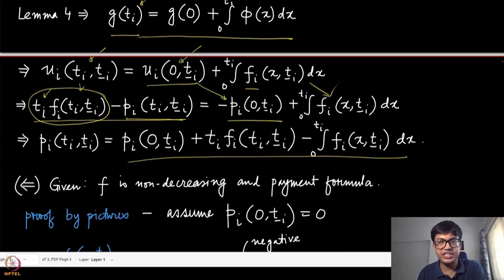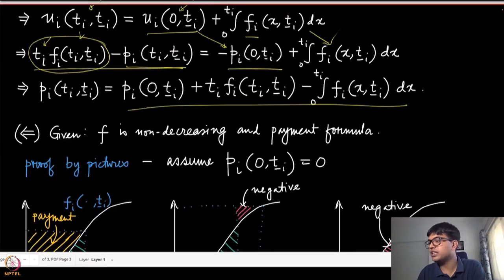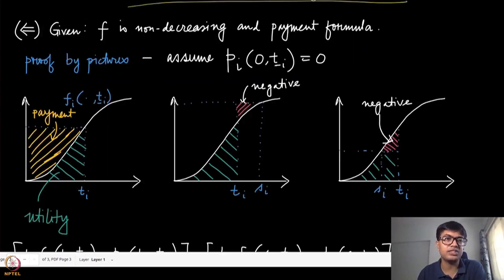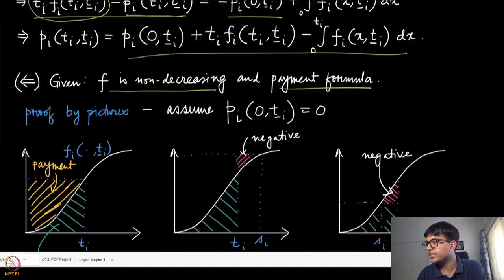Now we'll have to show the reverse direction, that if a mechanism satisfies this monotonicity property and this payment formula, then it must be DSIC. This proof is very easy to follow, and I like it because it is entirely by pictures. So what is given in this case? We are given that this function is non-decreasing, and we have that payment formula. Now let us look at the payment formula. For simplicity of exposition, let's assume that pi(0, t_-i) is exactly equal to 0. All that will change is the origin point if we use a non-zero constant value, but that does not matter.